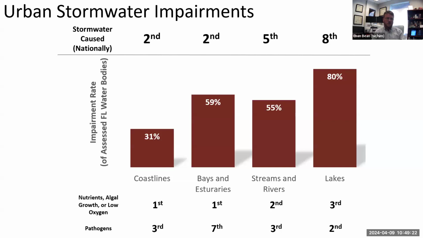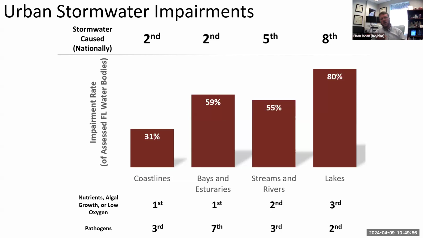We have an issue of legacy stormwater regulations and stormwater impacts. Nationally, stormwater is the second leading impairment to coastlines, second to bays and estuaries, and fifth most common impairment to streams and rivers, and eighth for lakes. If we look at the percentage of impairments in Florida, we have 31% of coastlines impaired, 59% for bays and estuaries, 55% of streams and rivers, and 80% of lakes.